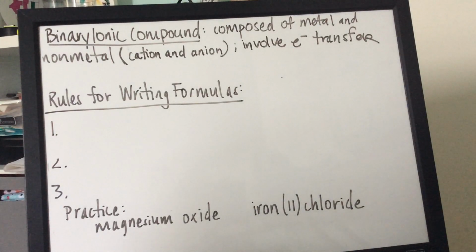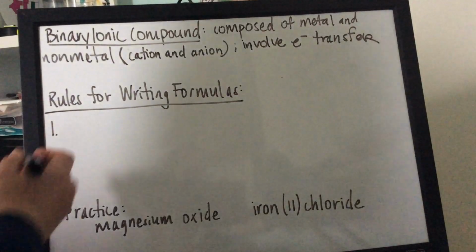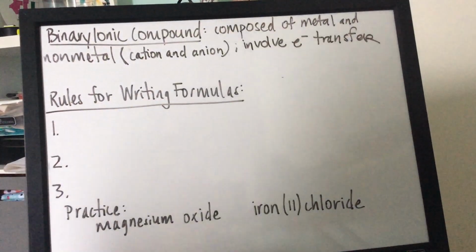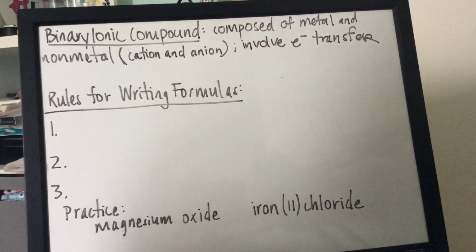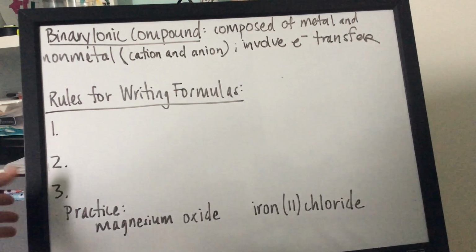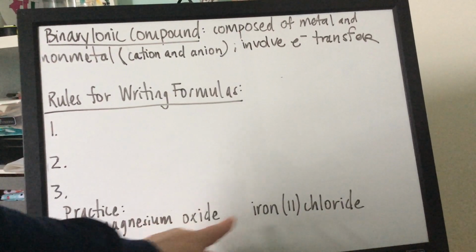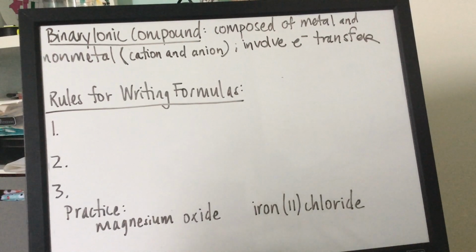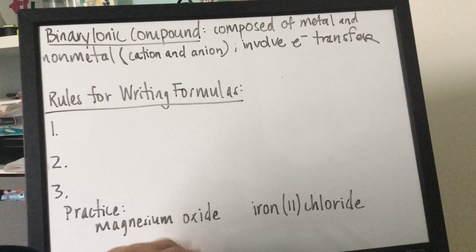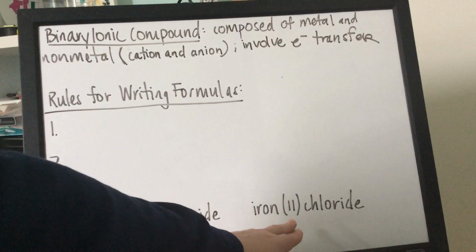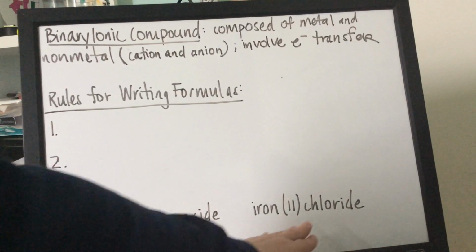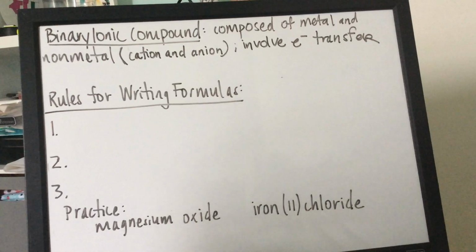So there are three rules we have to follow to write formulas for an ionic compound. If you'll notice, your paper has 1, 2, 3, and then practice at the bottom. If you would write these two practice names in, this one's magnesium oxide, and then iron with a Roman numeral 2, and I'll teach you all about that, chloride. Write those in the practice section, and we'll learn the rules and then practice with these two examples as we go through the rules.